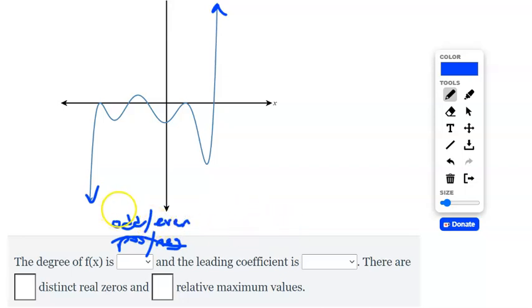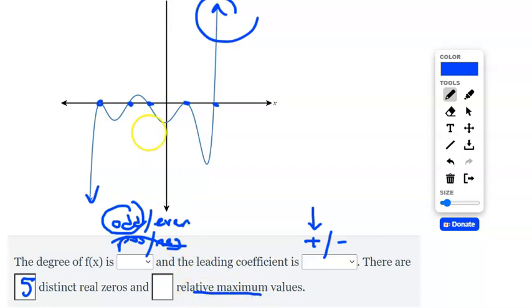And they're going in opposite directions, so this one is odd. The leading coefficient is either going to be positive or negative. Remember, you read the right side, it's going up, so it's positive. There are blank distinct real zeros. Anytime we touch the x-axis, intercept the x-axis, that's a 0. So there's 5 of them in this case. Relative maximums, I said I'd explain it on a picture. Wherever we have a local high point, like here, there's a high point in here, there's a high point in here, but there's no max over here. It's going to go up forever over here.